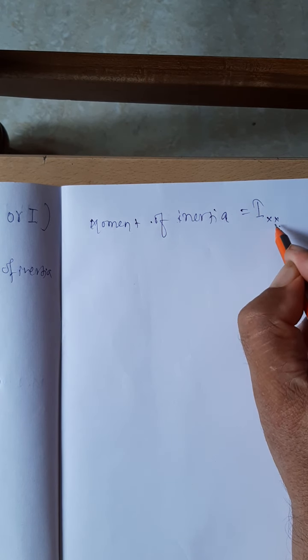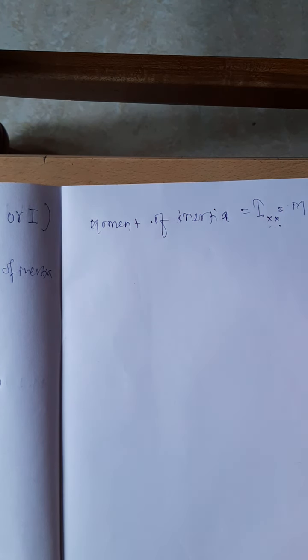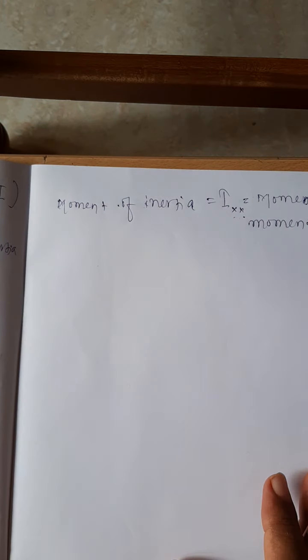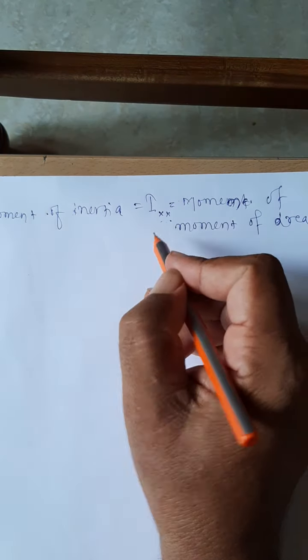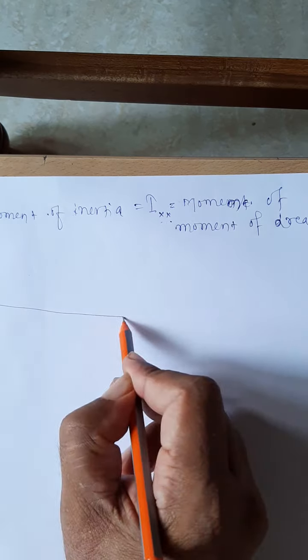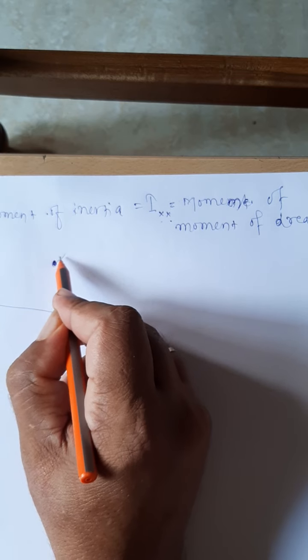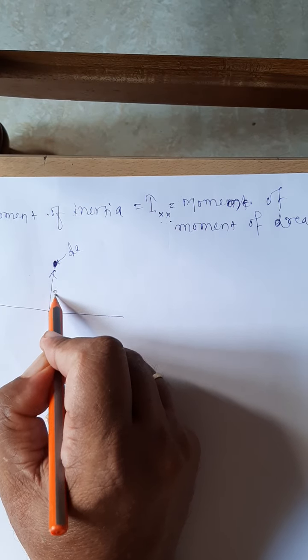Moment of inertia about the xx line is equal to moment of area. Yes, about the xx line, first we mark the x line. Then some area is there, dA, a small area, and it is located at a distance equal to x units.